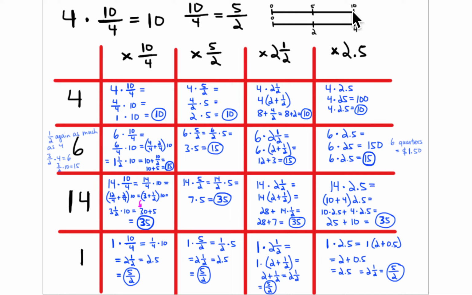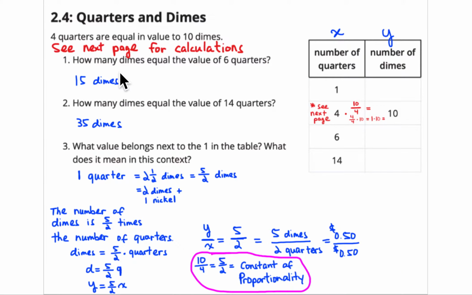So 0 to 10 and 0 to 4. Half of 10 is 5, half of 4 is 2. So 10/4 is equal to 5/2. So you have 6 quarters, 5/2 of 6, and I go through all the calculations on the next page.